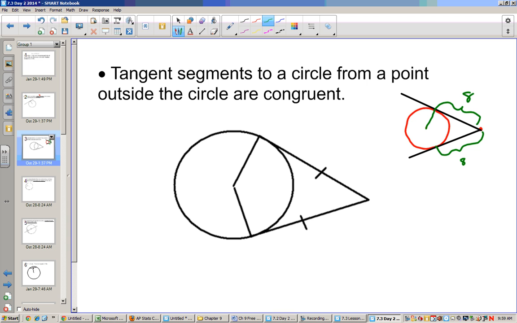And what's important about this is if we go to the center here and center here, these are both radii, so those have to be the same. So say this is 3 and 3, so this makes a kite. So whenever you have tangent segments from an outside point, it automatically makes a kite.